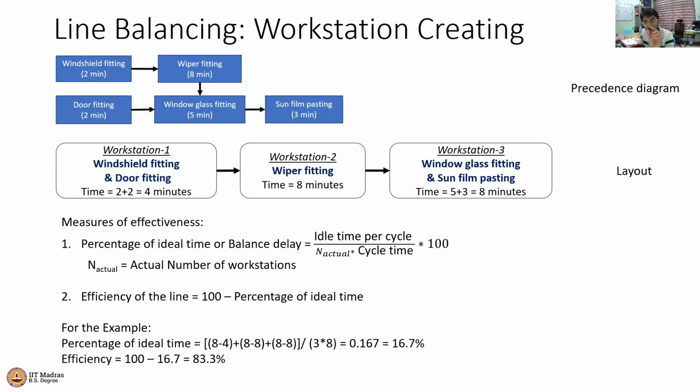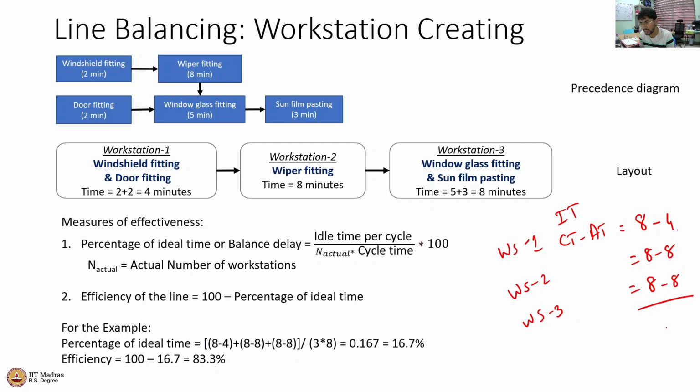And please note, the balance delay and the efficiency of the line, both of them are expressed only in percentages. They are not expressed in decimals. So if I have to compute the balance delay, for any given workstation, so for workstation 1, I would compute the idle time as the cycle time minus the activity time, which is going to be 8 minus 4, which is 4. Similarly, for workstation 2, it's going to be 8 minus 8. Similarly, for workstation 3, it is going to be 8 minus 8.